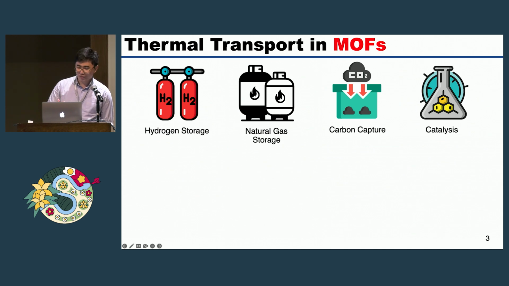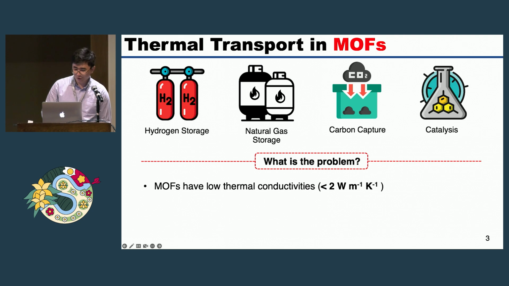Because they have open pores and large surface areas, they are attractive in many gas adsorption applications such as hydrogen storage, natural gas storage, and carbon capture. But the problem is they have low thermal conductivities because of their porosity and complex chemistry, which inhibits efficient transport of phonons. That's problematic in many gas adsorption applications.